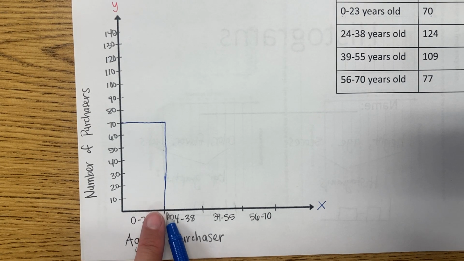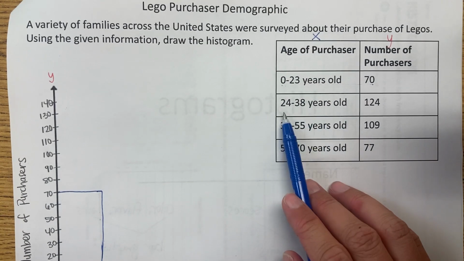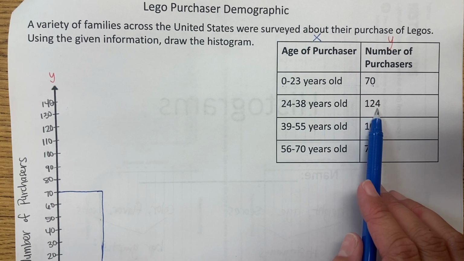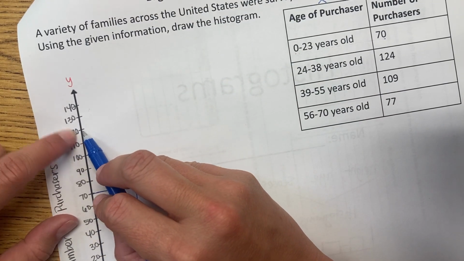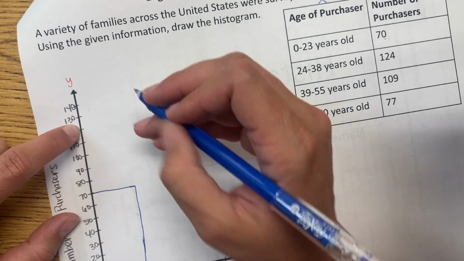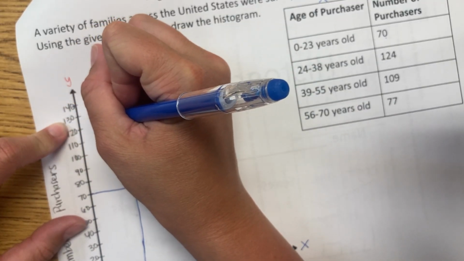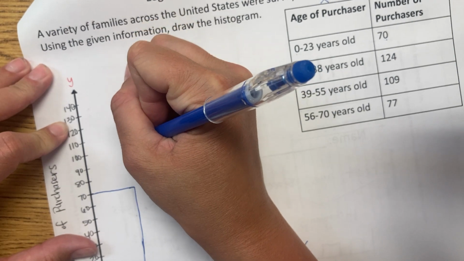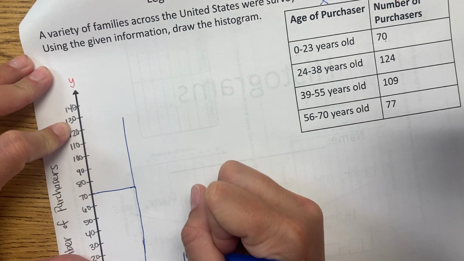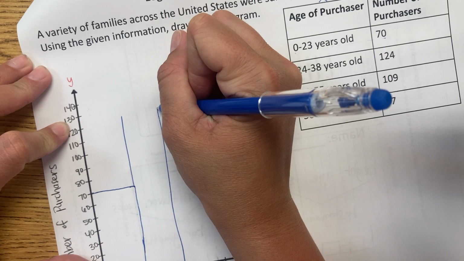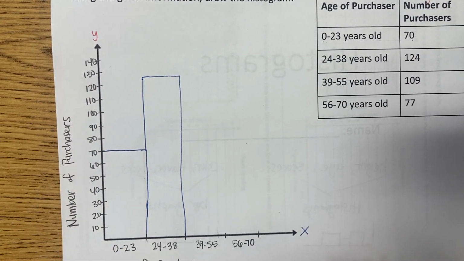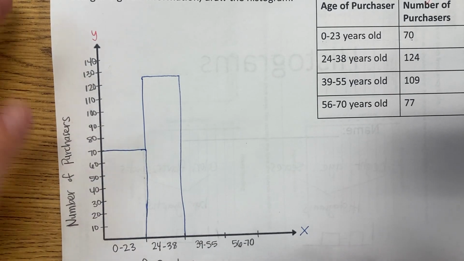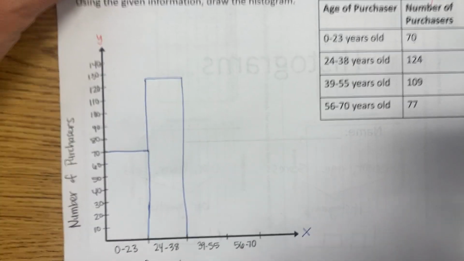My next bar goes from 20 to 30, sorry, 24 to 38. 24 to 38 is 124. So this one, I only have 120, and I don't want to go up to 130, so I'm going to go something about halfway, but maybe one less. And we're going to say it's about that. Again, the goal is a straight line, but you know, we do our best.